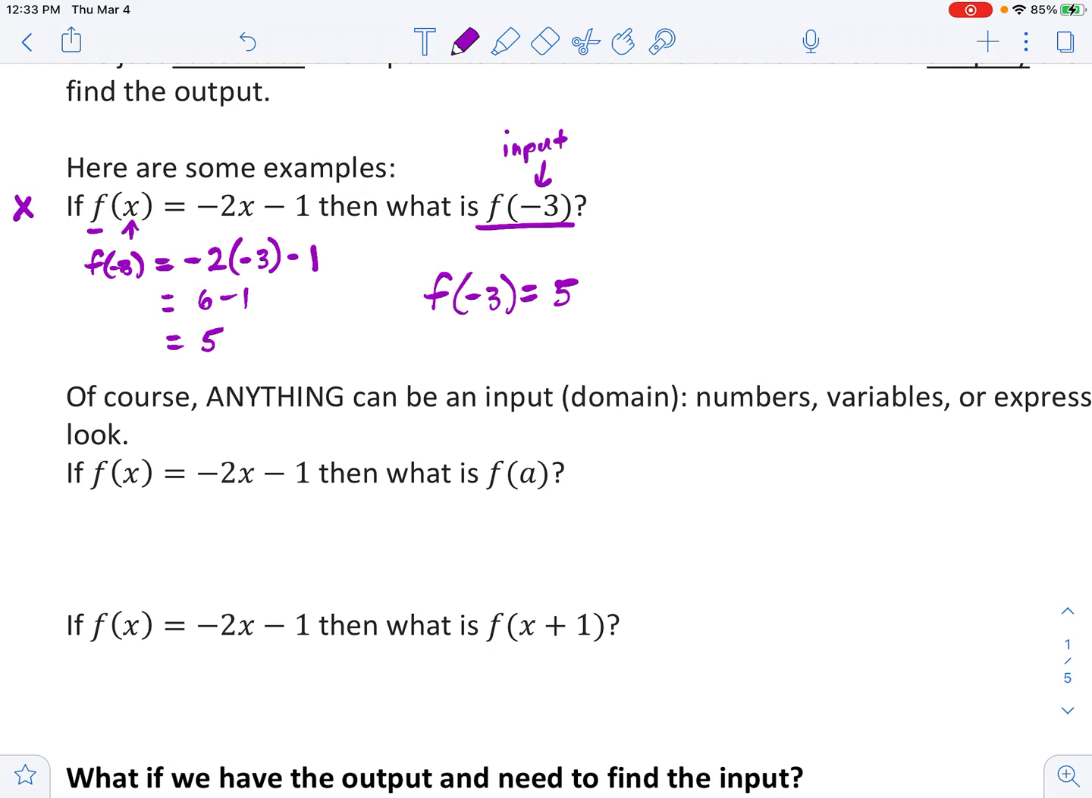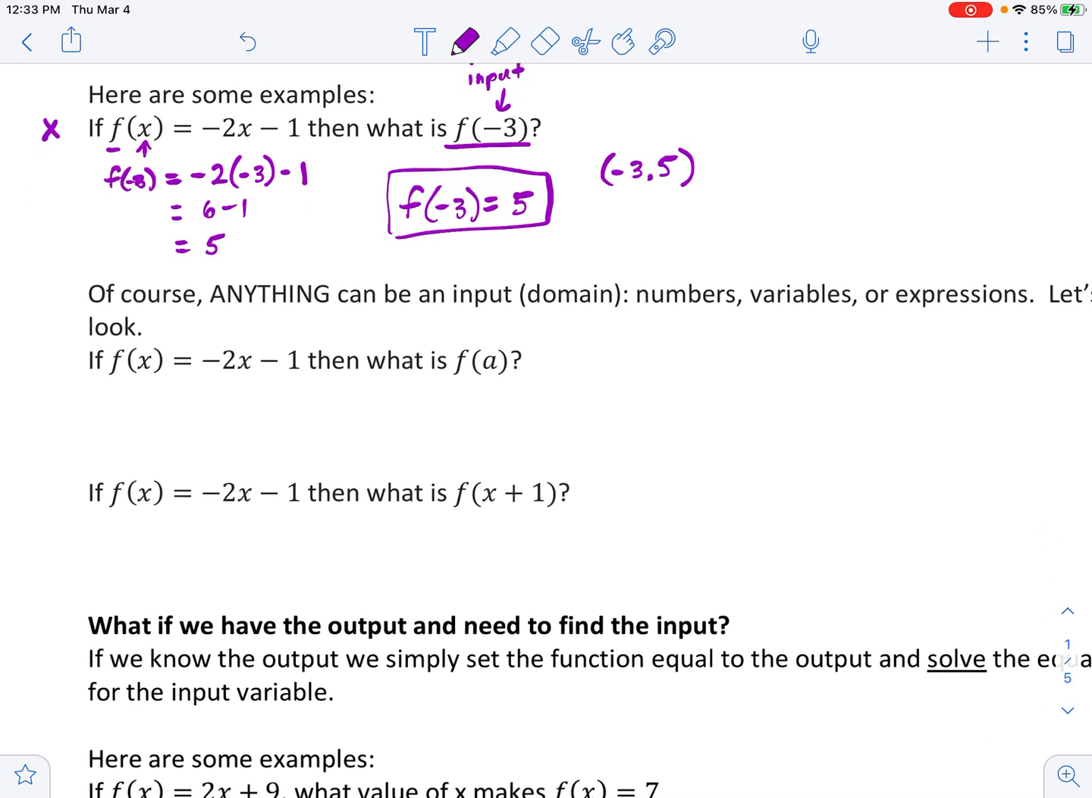We can write it like this, or we can write it as a set of ordered pairs. It would look like (-3, 5). That's another way to do it. Of course, you could write this in a table or write it as a mapping. But when it's in function notation, it is perfectly acceptable to leave your answer like this.